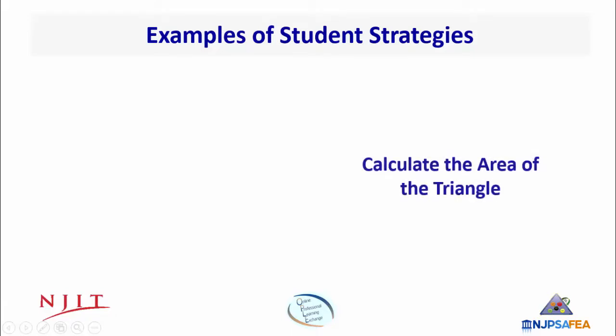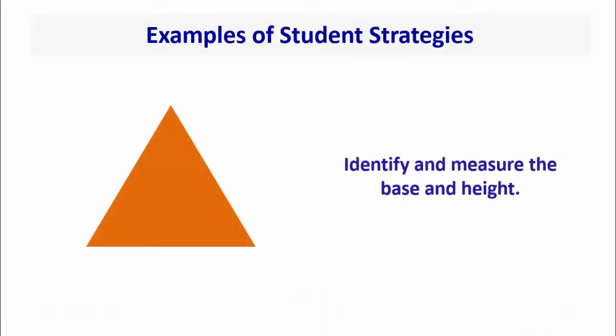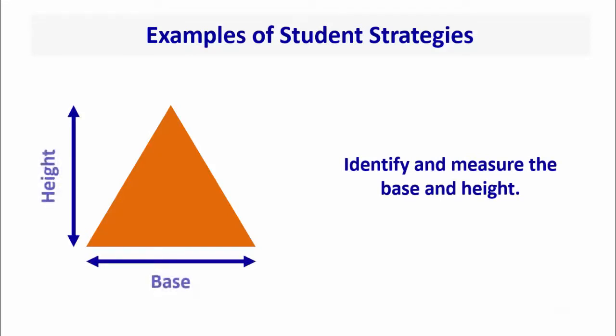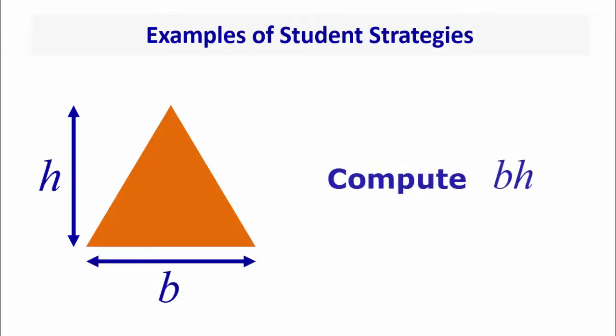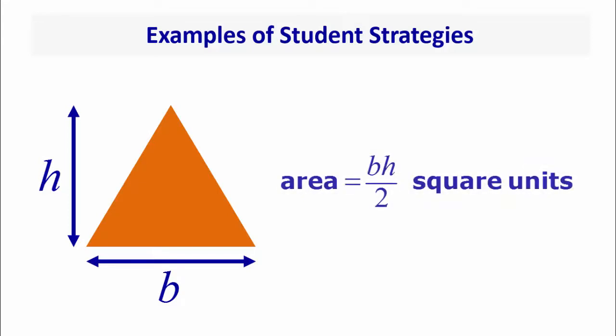Subject-specific. Calculate area of triangle. Identify and measure the base and height. Multiply the base by the height. Divide by 2. Record the units in squares.